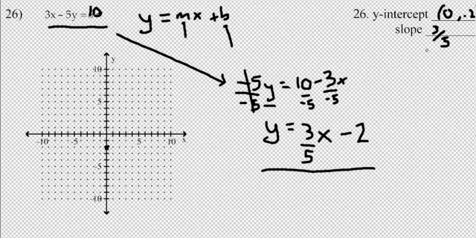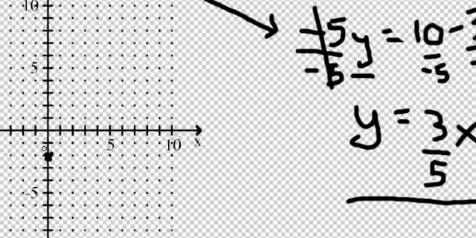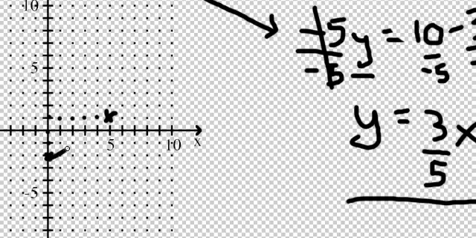Now look, what's the slope? Positive 3/5. It's got to look something like that. It's going to go uphill. So I'm going to go up 3 and over 5. From that point, go 1, 2, 3, and then over 1, 2, 3, 4, 5. And I'm going to put a point there. And that's it, you're done, folks. Just join the two together.